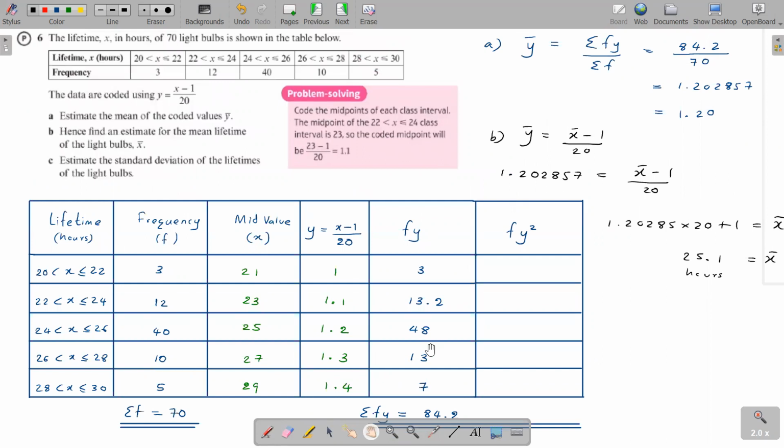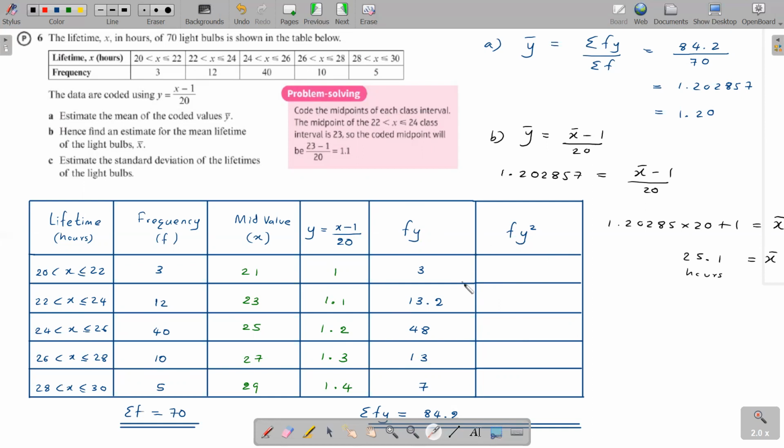Okay, so what do they say in part C? They say, estimate the standard deviation of the lifetimes of the light bulbs. So how do we go for the standard deviation? The best way to do here is to actually continue with Fy squared, because for standard deviation you would need Fx squared. Since we have already got Fy, we can go for Fy squared, use the standard deviation equation and get sigma y. And then we can get it back to sigma x, isn't it? So let's go like that.